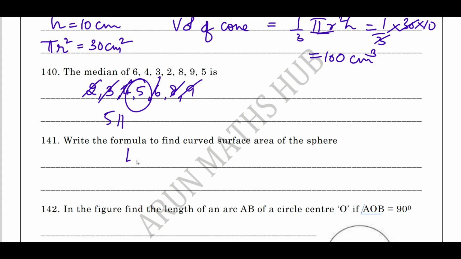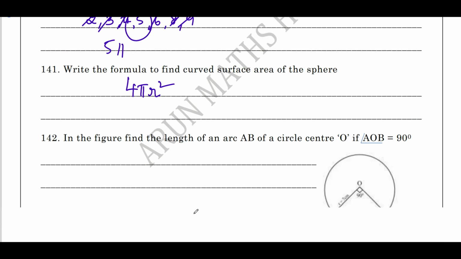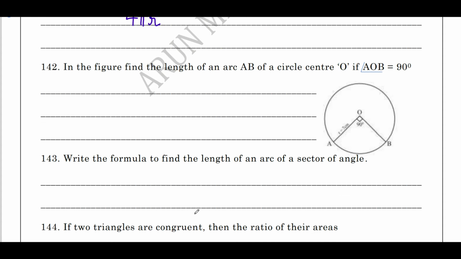Formula to find out the curved surface area of sphere. CSA of sphere will be 4 pi r square. Students, all these questions are very important. Do solve all these questions with different values and try to solve as many question papers.